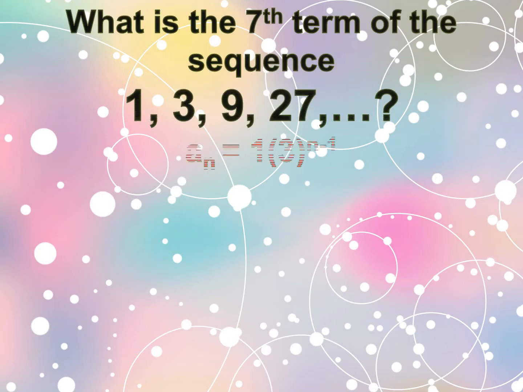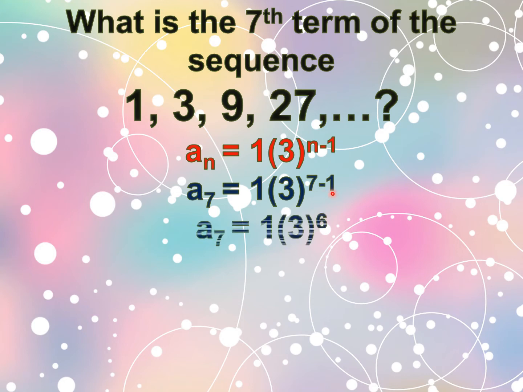And because we need to find our 7th term, we now replace the value of n with 7. So, a sub 7 is equal to 1 times 3 raised to 7 minus 1. And then, let's simplify 7 minus 1, that will be 6. So, now we simplify 3 raised to 6.